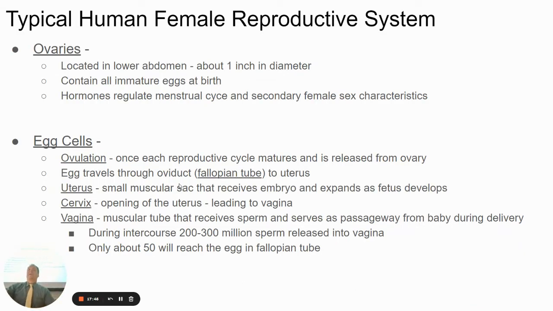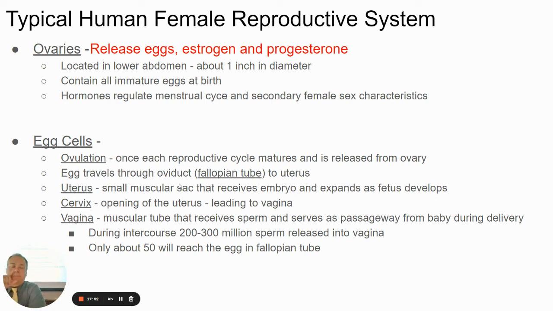All right. So let's move on to the female reproductive system. So if we think about the female reproductive system, again, the gonads are the ovaries. So their function, now I'm using a different term here, is to release eggs. Not produce. So you know why I'm using that instead of produce eggs?